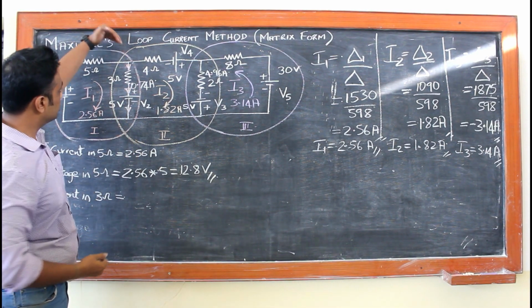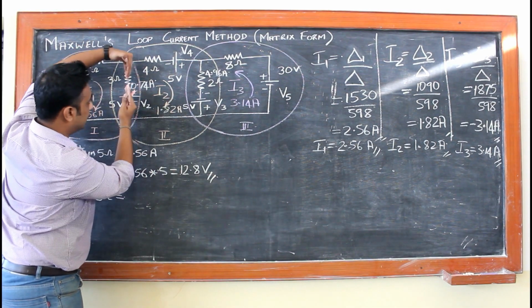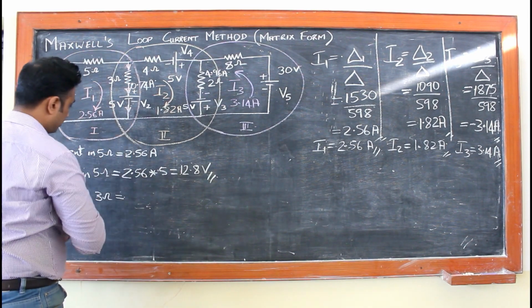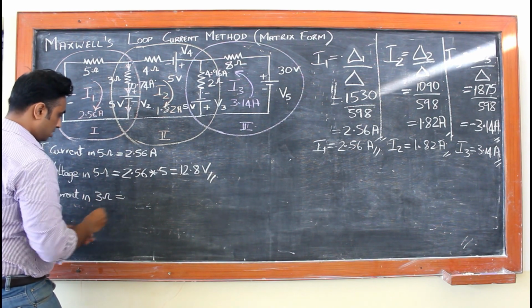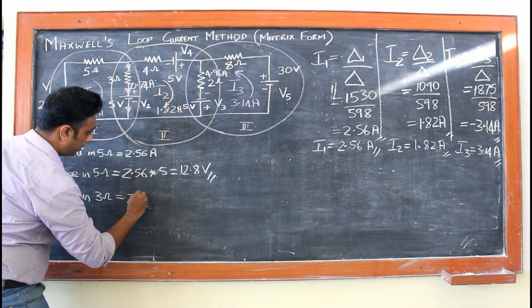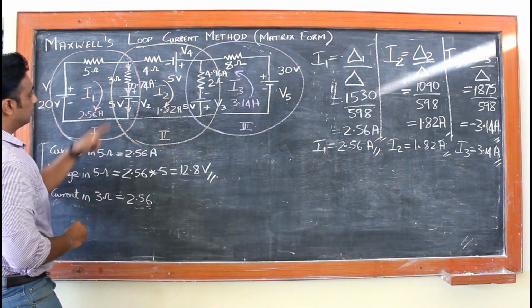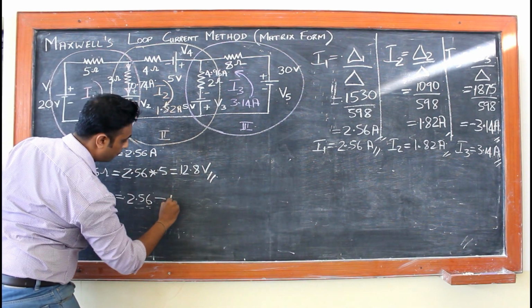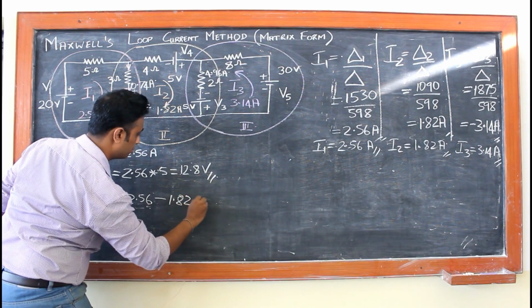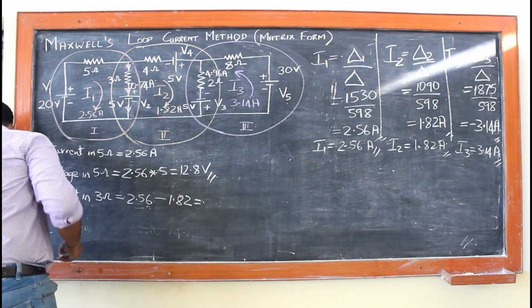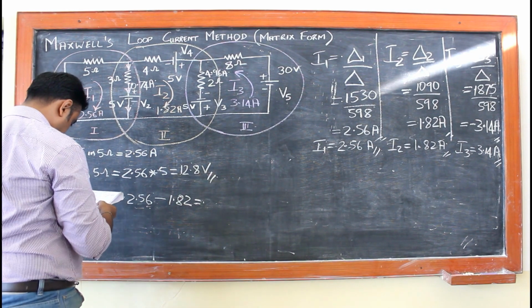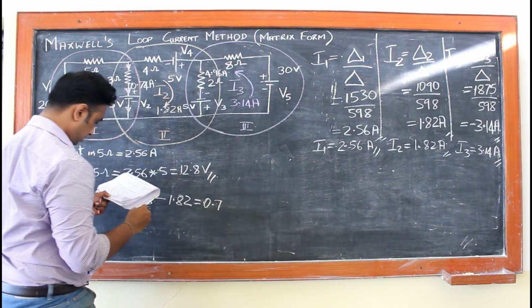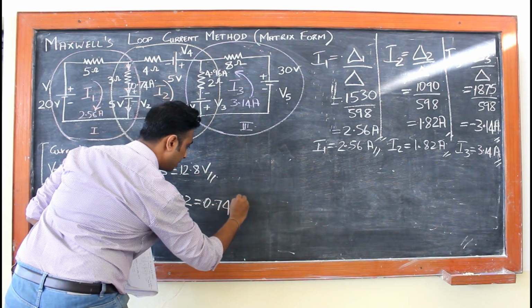Because I1 is greater, it will be I1 minus I2. We have I1 here and I2 coming from here. So it will be 2.56 minus 1.82, which equals 0.74 amps.